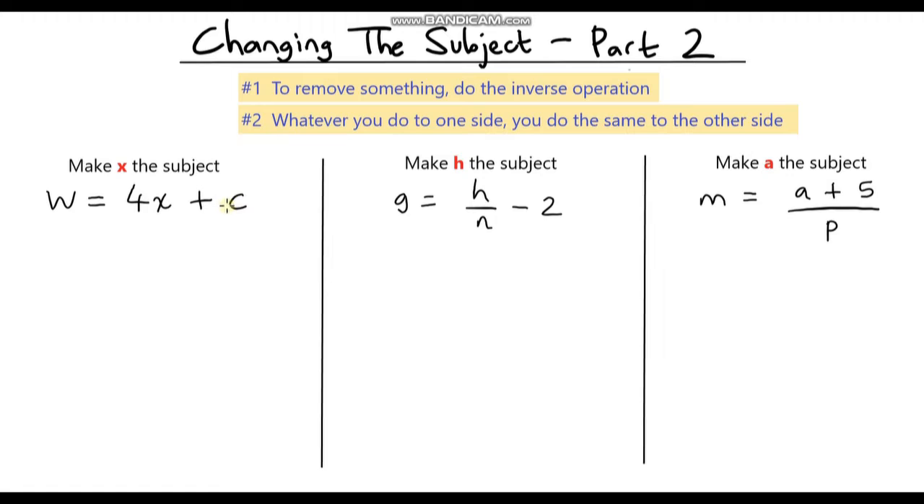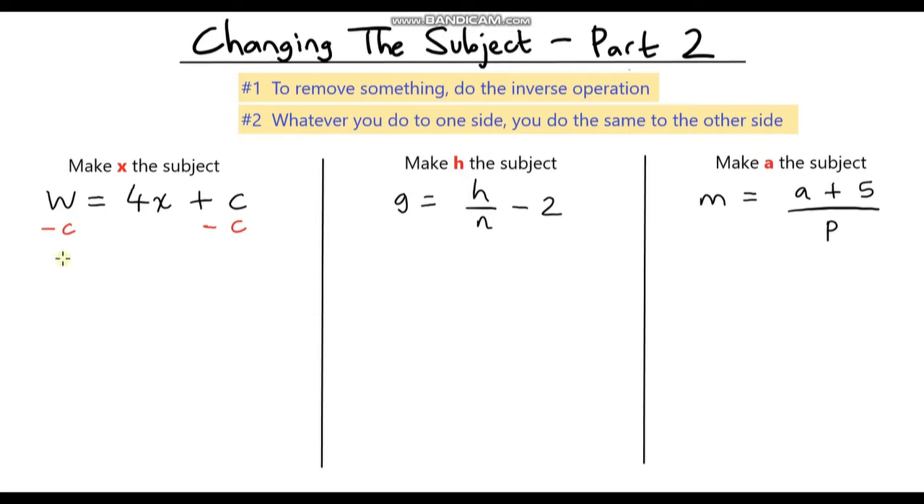Now whenever we're rearranging formulae, we always work in reverse. So first of all, we need to get rid of this c. How can we get rid of c? Well, to remove something, we do the inverse operation. So that's point number 1. So we are going to subtract c. Now we can't just subtract c willy-nilly from this formula because it's not going to be balanced. Whatever you do to one side of an equation, you do the same to the other side. So if we're removing c from the right-hand side, we need to take away c from the left-hand side.